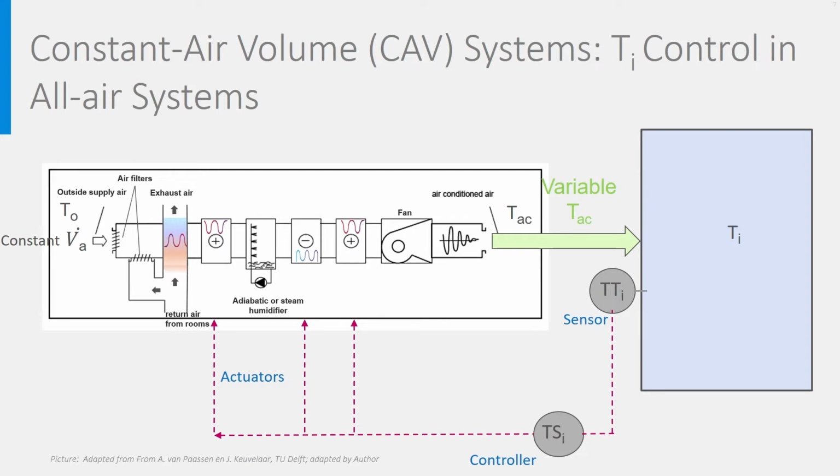Depending on the set value, the actuators, which are the heaters and coolers in the AHU, are switched on or off. As a result of this, TAC, the temperature of the conditioned air supplied to the room, varies. Well, if there was only one room, that would work perfectly. But an air handling unit operates, in general, many rooms at the same time.